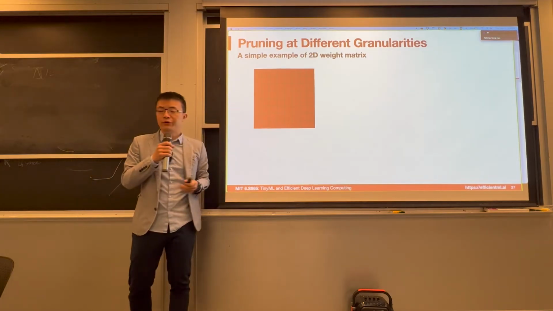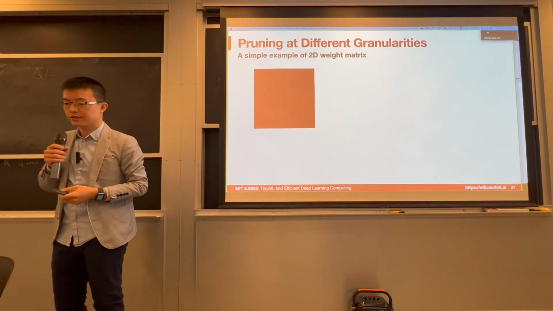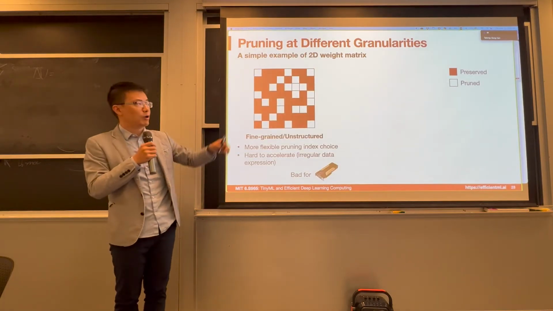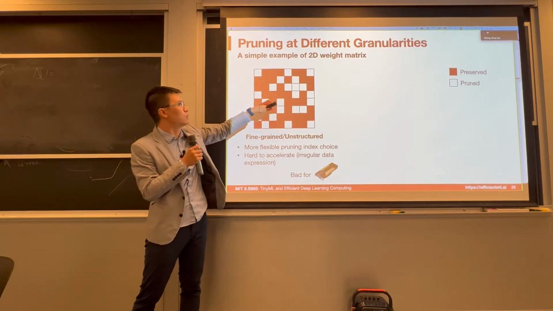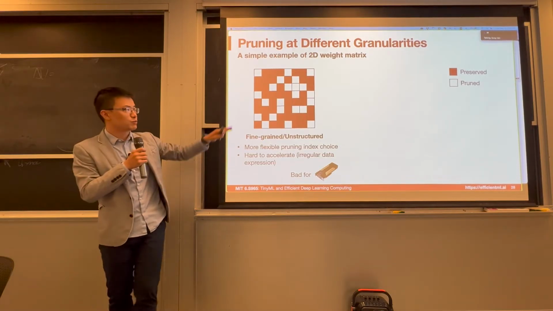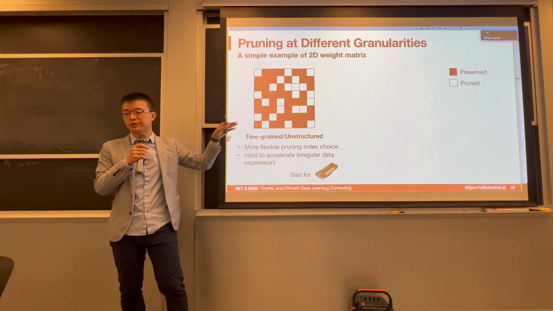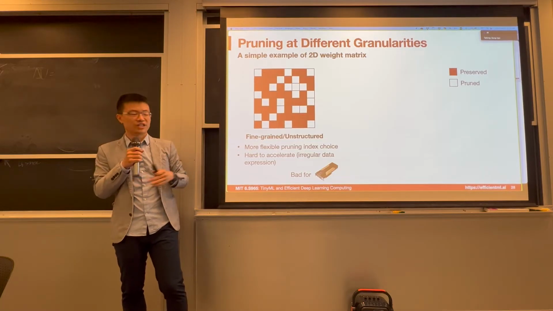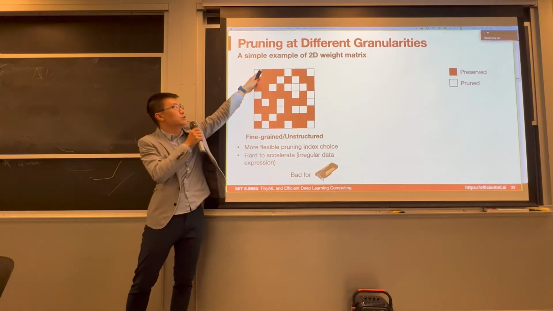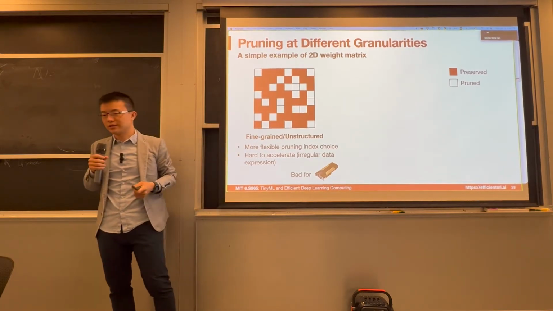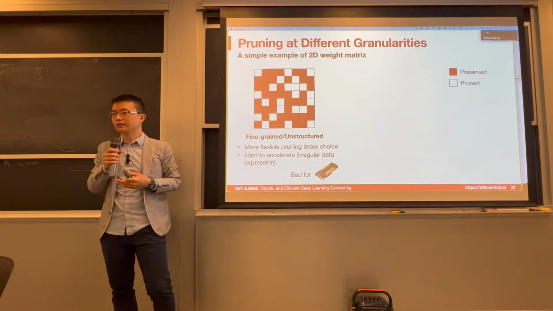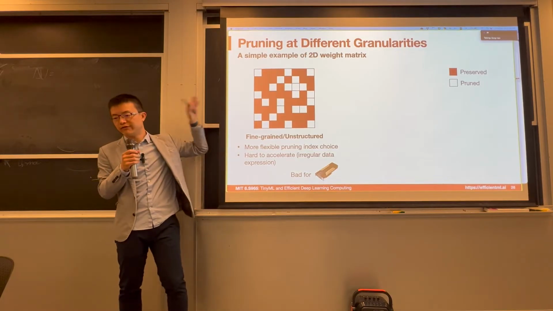So this is an example for a 2D weight matrix. This is a 7x7 weight matrix. Originally, everything is dense. Now we prune away some of the weights, which are in white after pruning. This is purely unstructured pruning, where there's no pattern at all. It is very flexible, since we can prune away whichever weight. You can prune this one, this one, this one, any weights. Very flexible. But this is hard to accelerate on GPUs because it is very irregular.